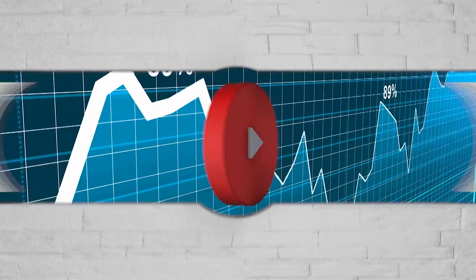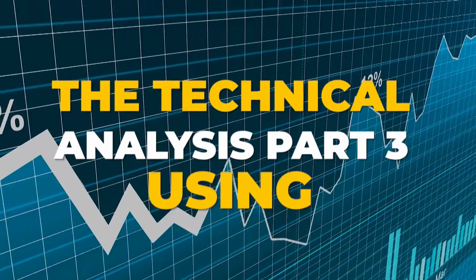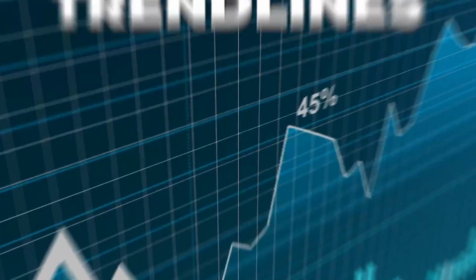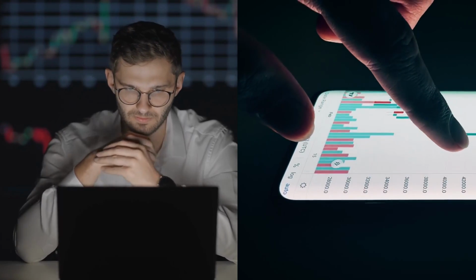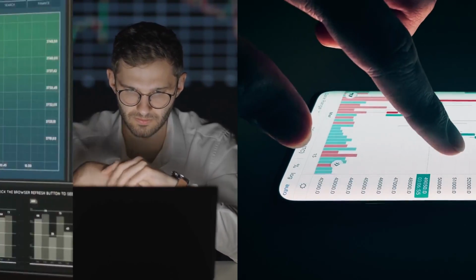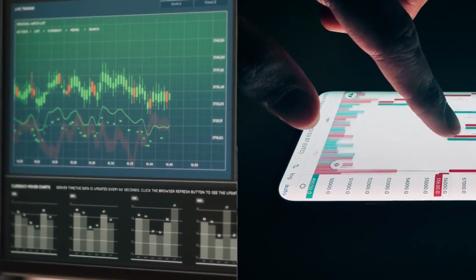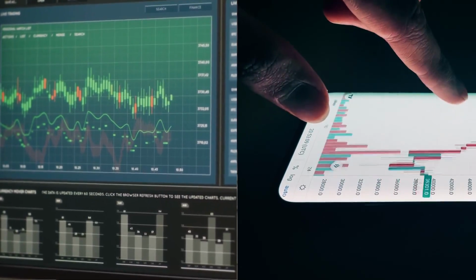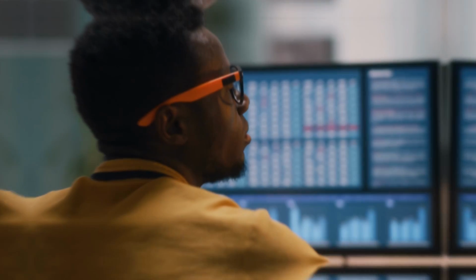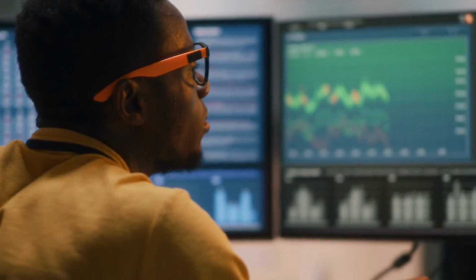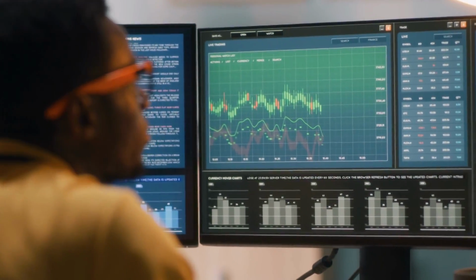In today's video, we'll be talking about technical analysis part 3 using trend lines. In technical analysis, transitions between rising and falling trends are often signaled by price patterns. By definition, a price pattern is a recognizable configuration of price movement that's identified using a series of trend lines and/or curves. Trend lines help technical analysts spot areas of support and resistance on a price chart.